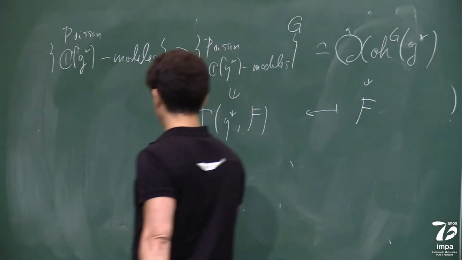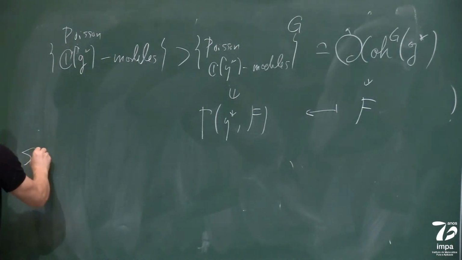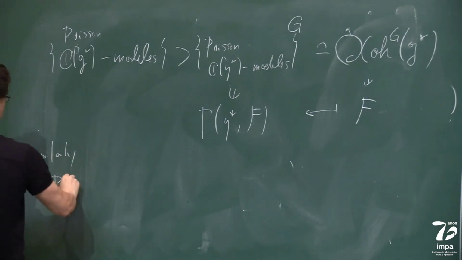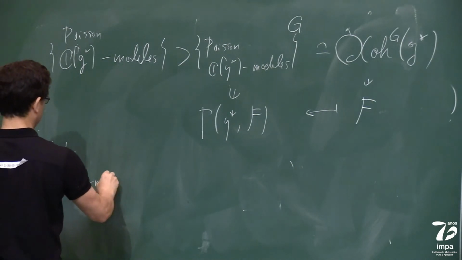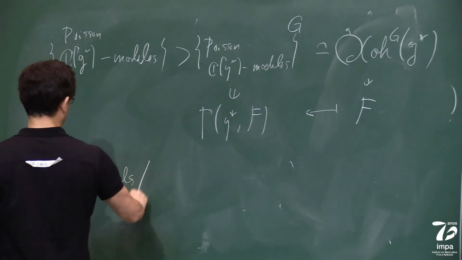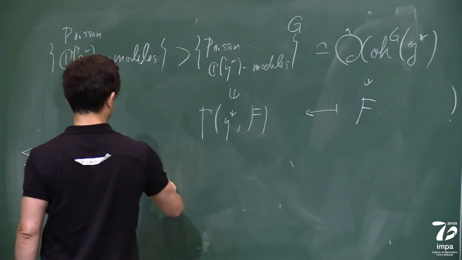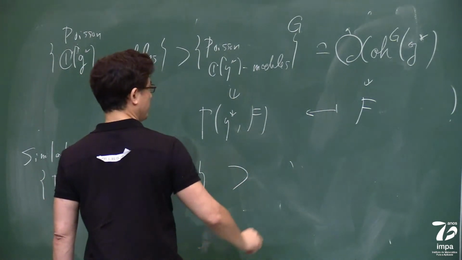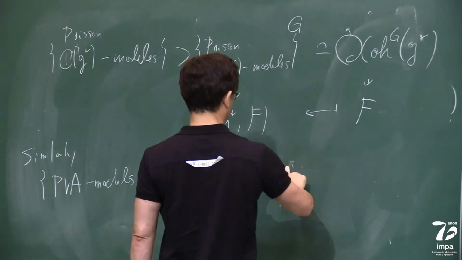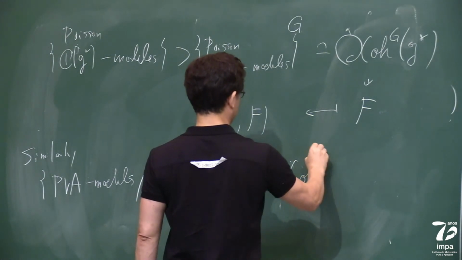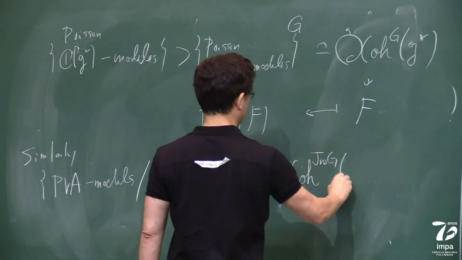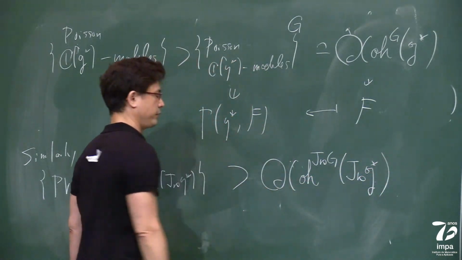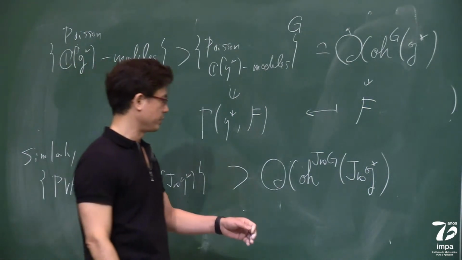Similarly, if you consider Poisson vertex algebra modules over C[J_infinity g*], you have a full subcategory consisting of G_infinity-equivariant quasi-coherent sheaves on the arc space of g*.